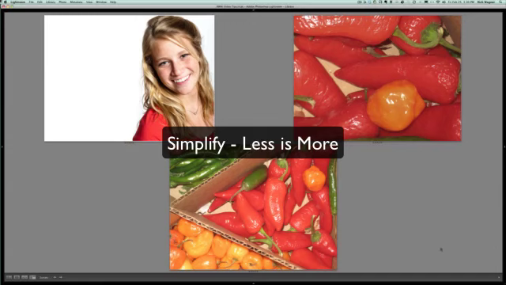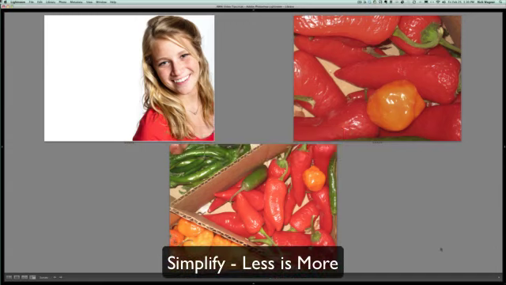Third is the old keep it simple. Simplify your photos. Think more about what you want to leave out than trying to include everything that you see in front of you.